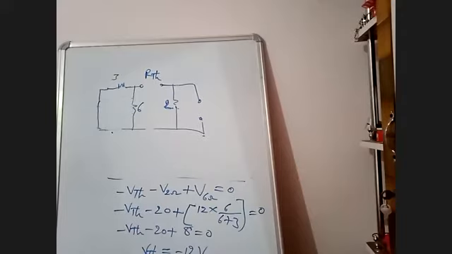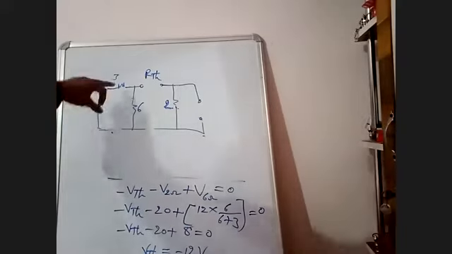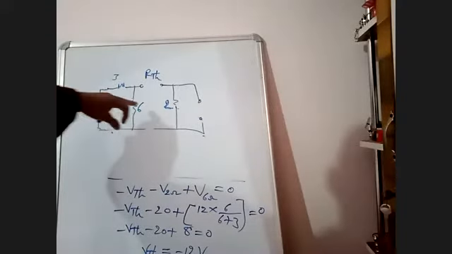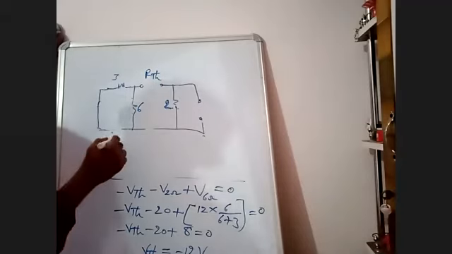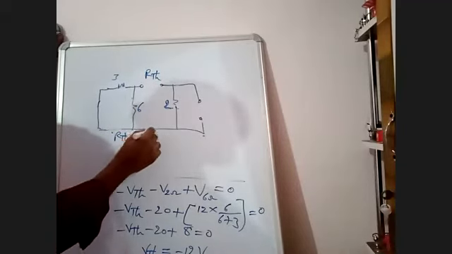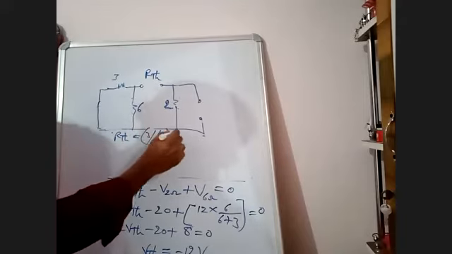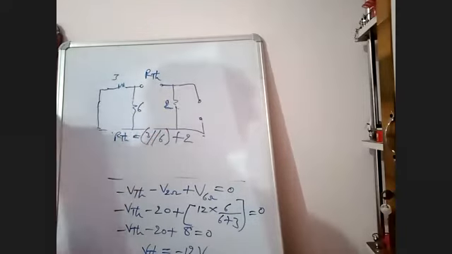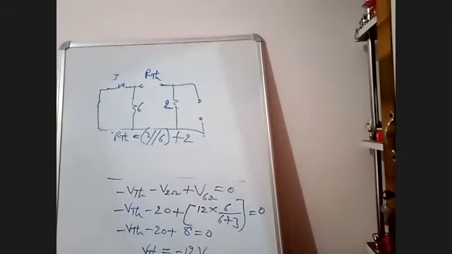Now I will determine RTH. Previously 3 and 6 are in series while determining VTH. Now 3 and 6 are in parallel. We can connect 3 here, then 3 and 6 are in parallel. Therefore, RTH is equal to 3 and 6 parallel in series with 2. Here open circuit is there. That is your RTH.